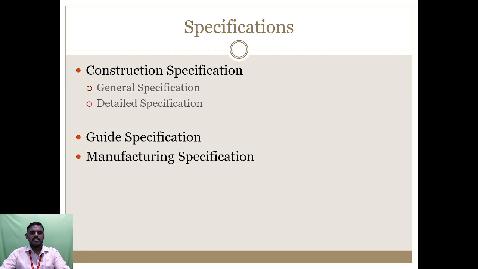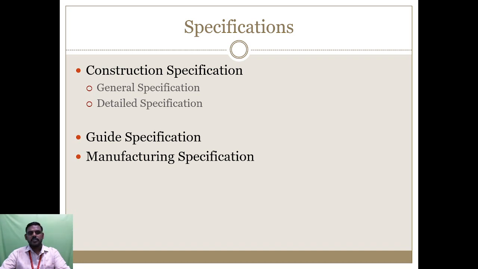Then the first heading, specification. Specification is divided into 3: the first is construction specification, the second is guide specification, and the third is manufacturing specification. Construction specification is directly related to the construction activities. It has a subdivision of 2: general specification and detailed specification.